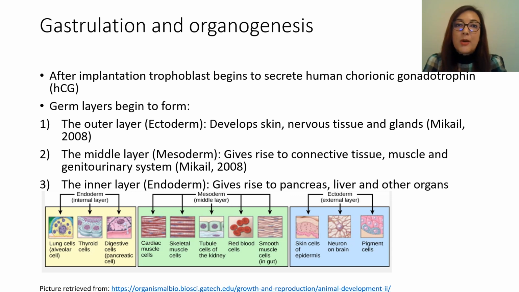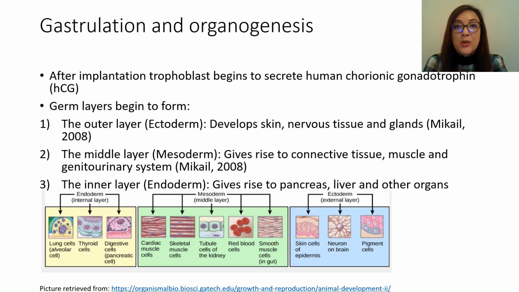In this slide, let's talk about gastrulation and organogenesis. Gastrulation is the process by which the single-layer blastula transforms into a multi-layer structure. During gastrulation, the germ layers begin to form, with an inner layer of cells called the endoderm, the outer layer of cells called the ectoderm, and the middle layer called the mesoderm, which is formed between the endoderm and ectoderm. These three germ layers can give rise to the tissues and organs of the body.